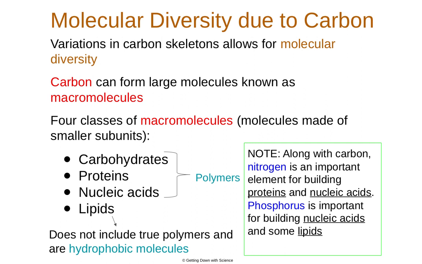So it's important to note that along with carbon, nitrogen is also an important element when we're talking about building proteins and nucleic acids. And we can't forget about phosphorus, because it's important for building those nucleic acids. And it's part of that phosphate head in lipids.